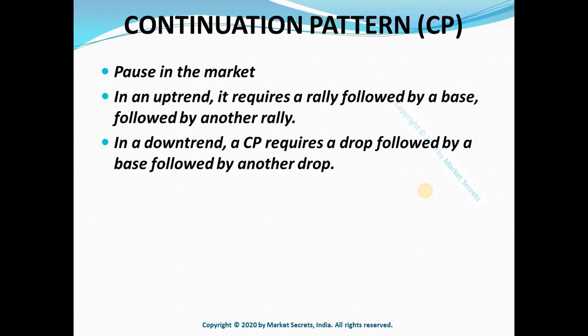So, let's begin. What is a continuation pattern or CP? A CP is a pause in the market before price resumes the current trend. In an uptrend, it requires a rally followed by a base followed by another rally. In a downtrend, a CP requires a drop followed by a base followed by another drop. This rally or drop is otherwise called legs. Legs in and legs out must be ERC candles or failed ERC candles. The bars in the CP base can have any color.